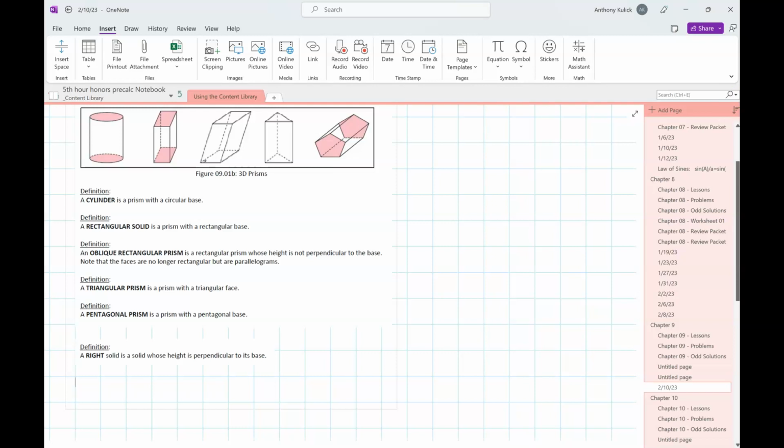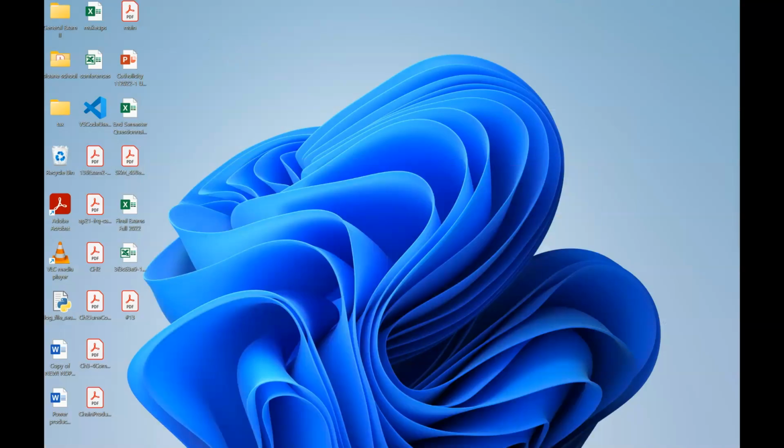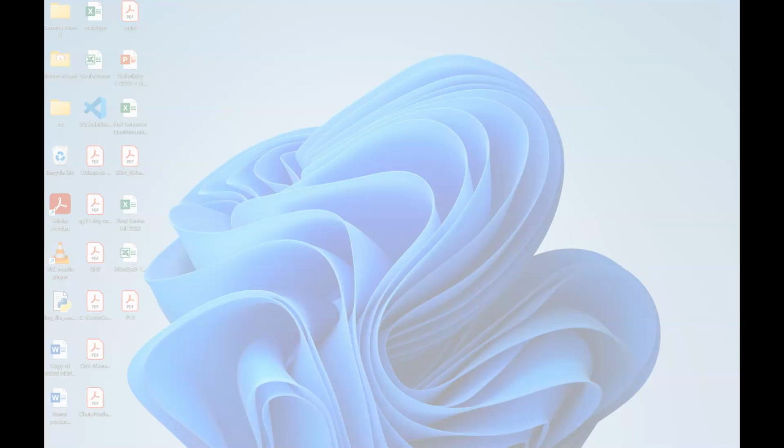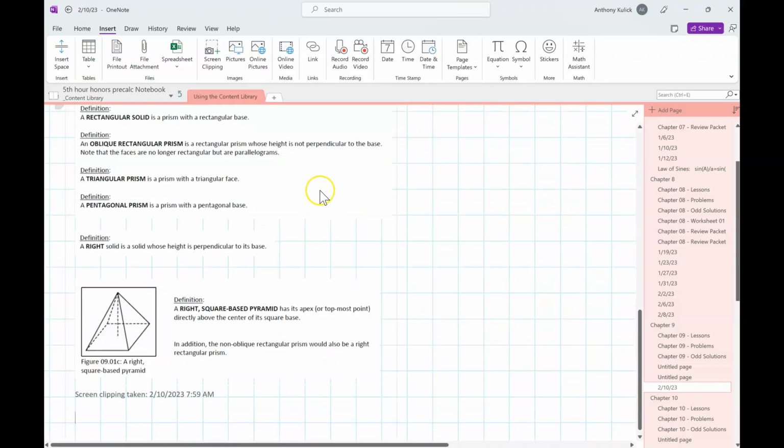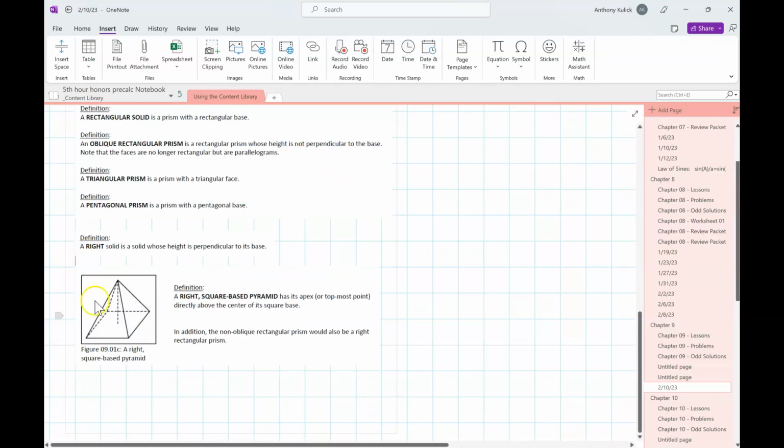Everybody's okay with that? What does it mean if we have a pyramid that's right? What would that mean? Well, it's still the same definition. We need the height of the figure to be perpendicular to the base. But remember, the height of a pyramid is an internal segment, so we'd be looking at something perpendicular to the base, inside the figure.